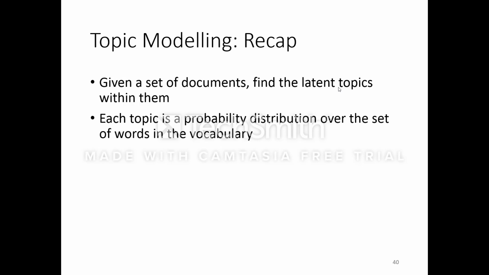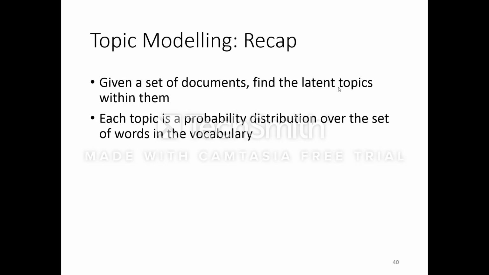So what is a topic? Topic modeling defines a topic as a probability distribution over the set of words in the vocabulary. So if your topic is related to maybe Trump, then you might have high probabilities associated with words that are associated with US politics, maybe things like Senate, Congress, Republican, Democrat, etc., and very low probabilities associated with other words.